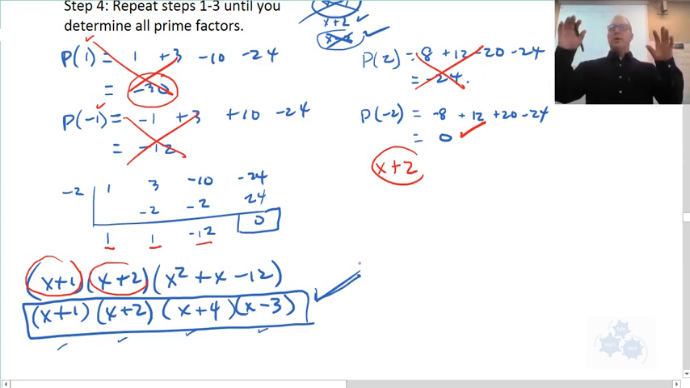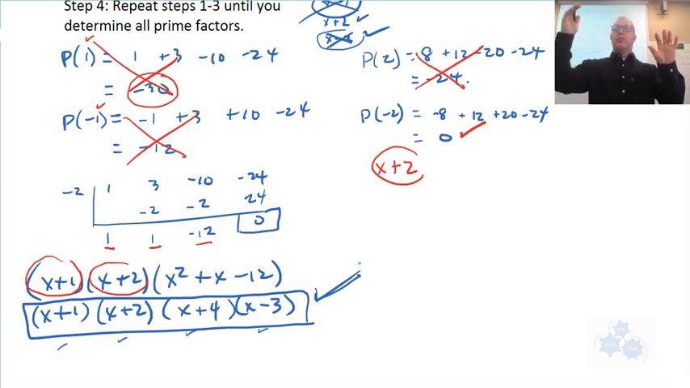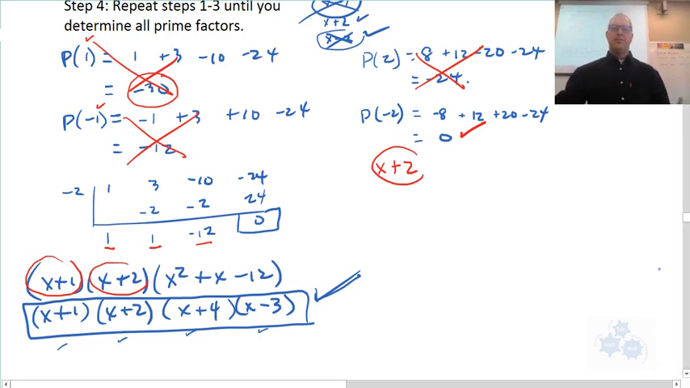Notice how we've just picked one factor through the factor theorem, then divided, and then focused on the next factor and done the same thing, and you just keep whittling it down. You keep chopping it up until you get to all of the base prime factors. Okay. Any questions about this example or this process or these steps?